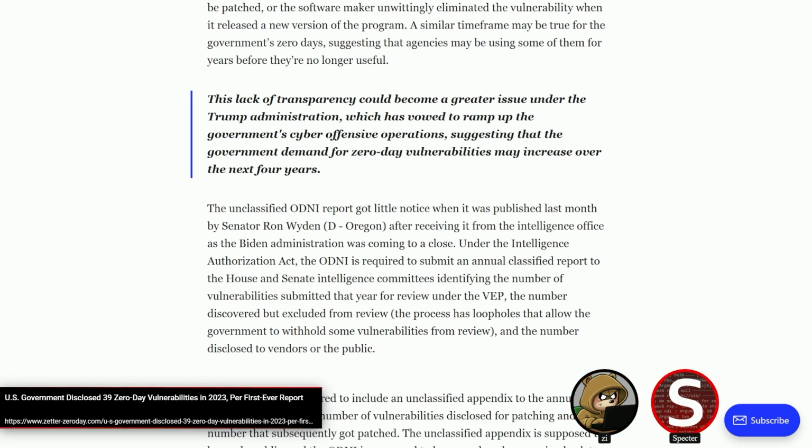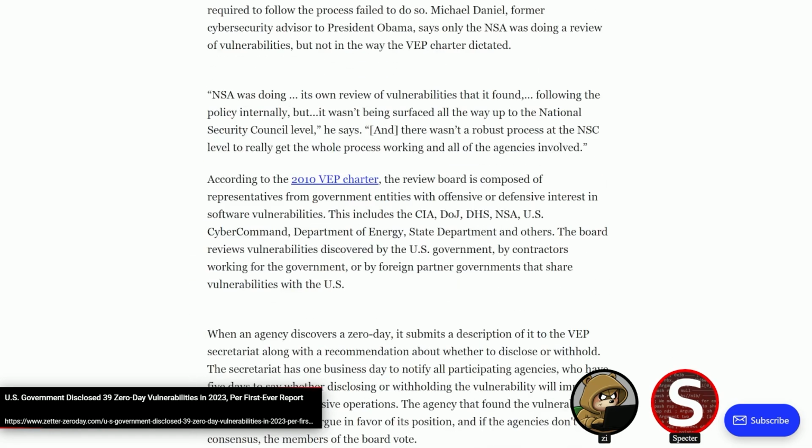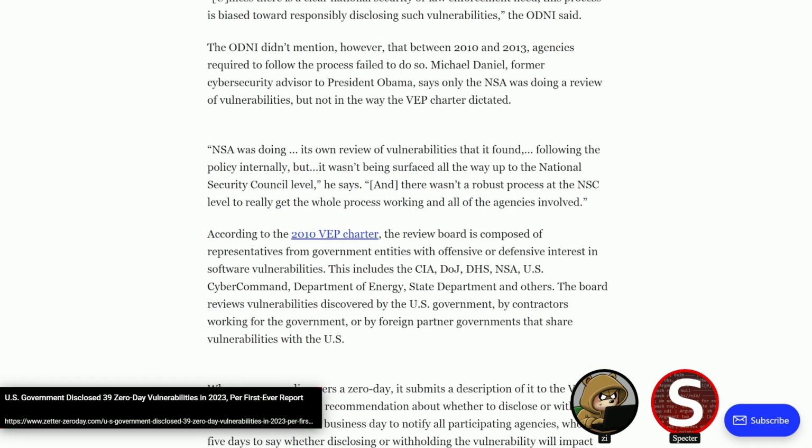No worries. I was just going to go into two quotes that I thought were interesting beyond the raw numbers. One was a quote by Michael Daniel, a former cybersecurity advisor to President Obama. He was quoted saying that the NSA, the National Security Agency, was doing its own review of vulnerabilities that it found following the policy internally, but it wasn't being surfaced all the way up to the National Security Council level.